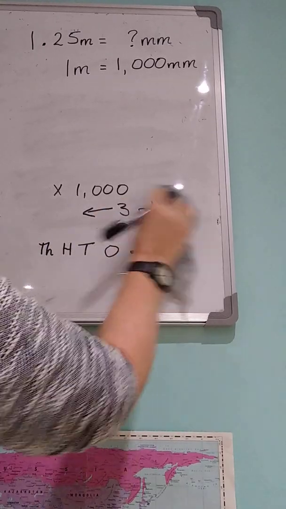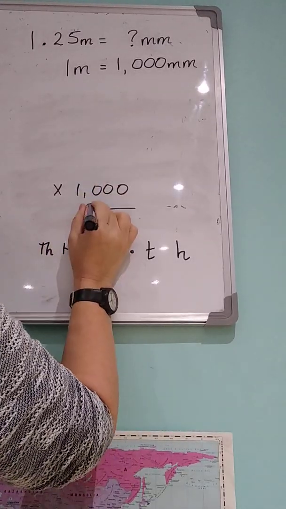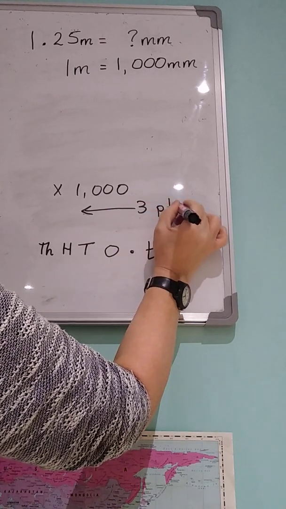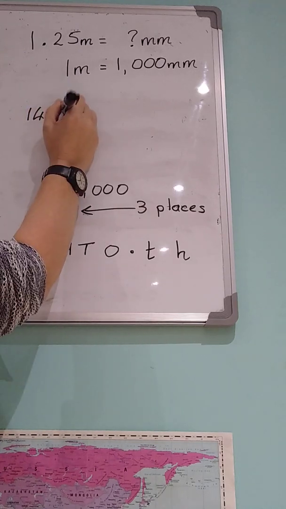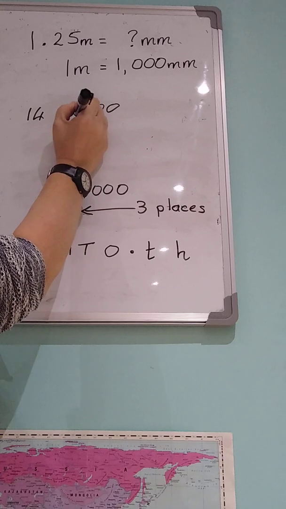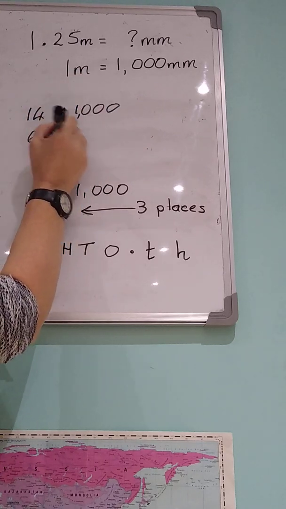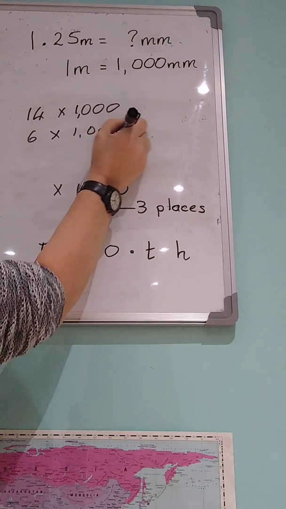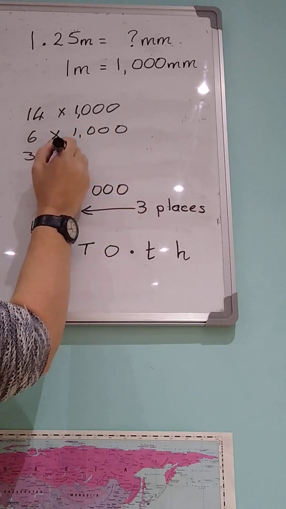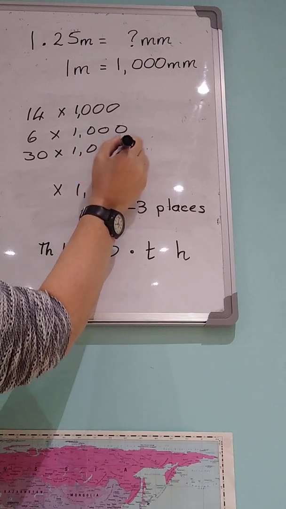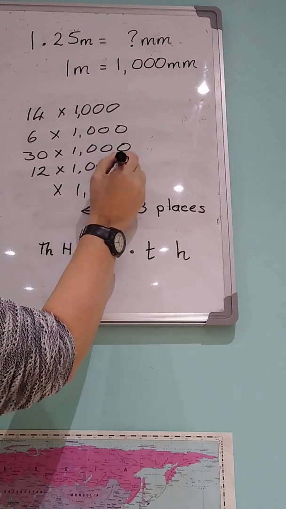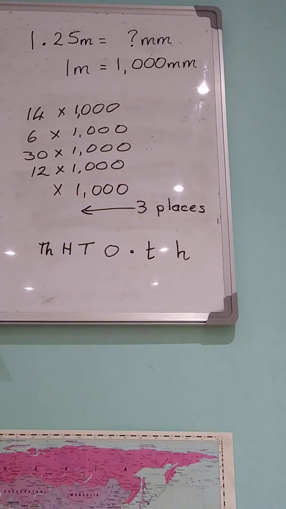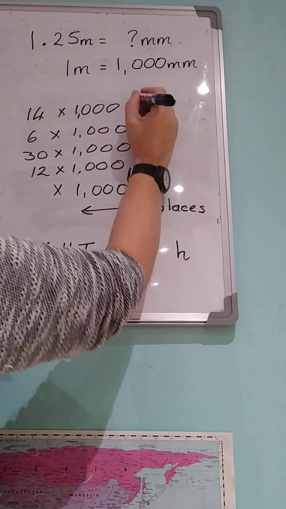So you might want to try a few examples. In fact, I'll keep this here to remind you. A few examples of how to multiply by 1,000. Try these numbers here, multiplied by 1,000, and see how you get on with it. Okay, so you can pause the video here while you work the answers out, write them down, and then restart the video again to see your answers.